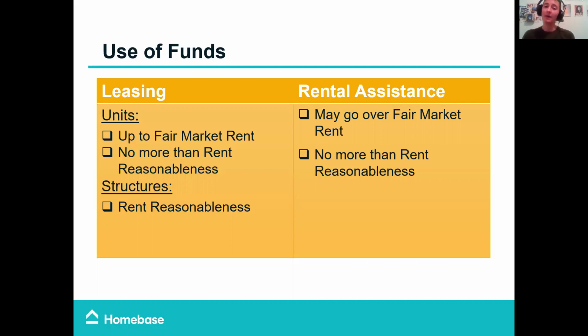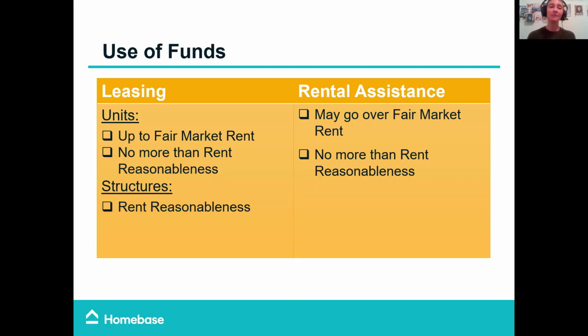For rental assistance, on the other hand, you can pay more than fair market rent with your CoC funding. You just can't pay something that is above rent reasonableness. So if you find a unit, which you may definitely in this area, that is under FMR, or is over FMR, right? Our FMRs can a lot of times be lower than the units we see on the market. So if you're finding a unit that's over FMR, but it is definitely reasonable for the area because all of the units in the area are over FMR, you can use rental assistance to pay for up to whatever is reasonable in that area.